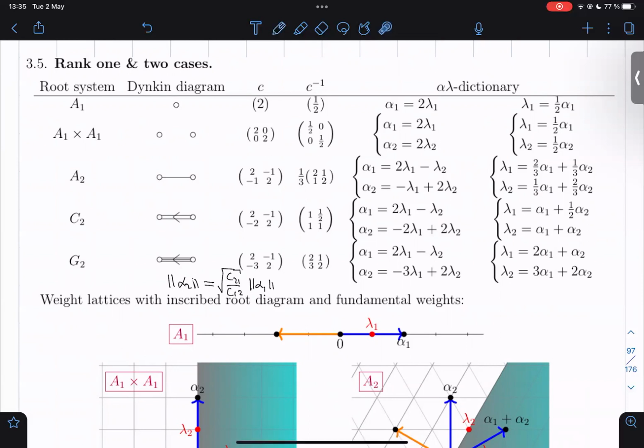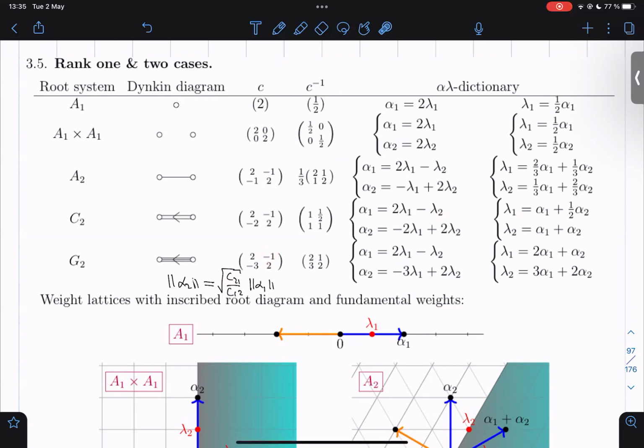Like this. Okay, so this would be square root of 3. As in, alpha 2 is the longer one. So C21 has to be bigger in magnitude than C12. That's why you put a -3 over here and a -1 over here.